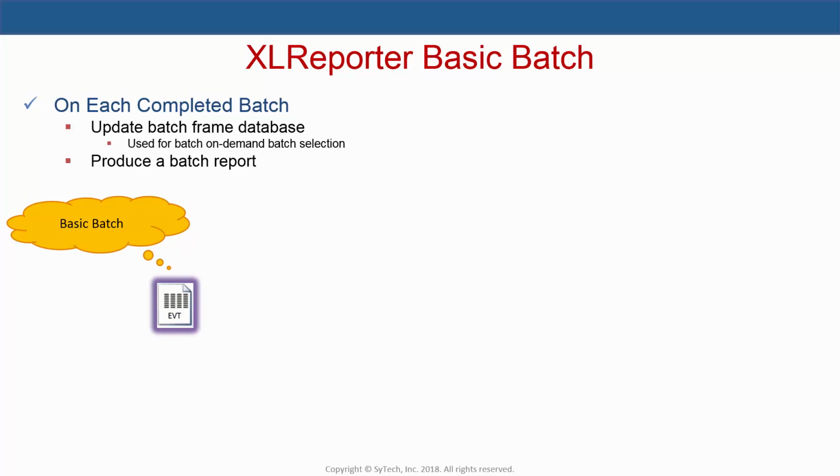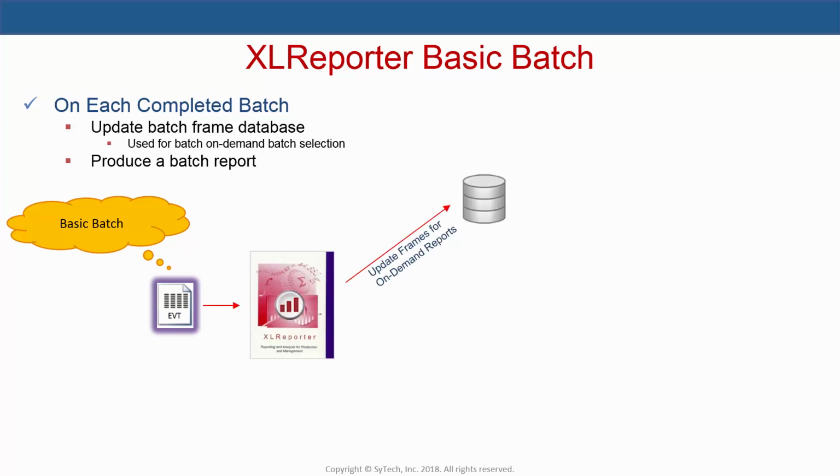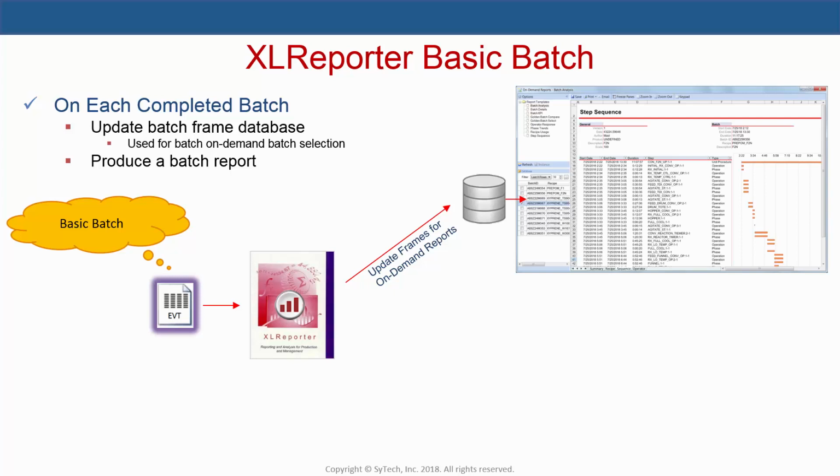XLReporter's Basic Batch Connector functions by monitoring the directory where the Basic Batch software is storing its batch history files. When a new file is detected, XLReporter will automatically interrogate it and generate a batch frame for it. Batch frames are stored in a database and contain batch parameters such as the recipe, ID, and the start time. This information can be used to select the batch from a list when generating a report on demand.